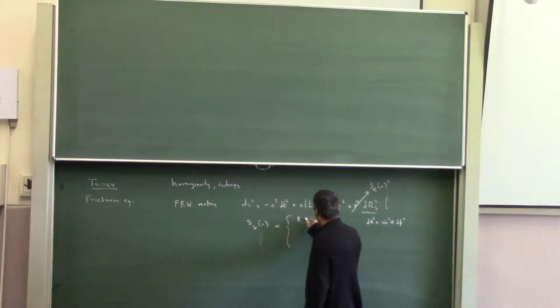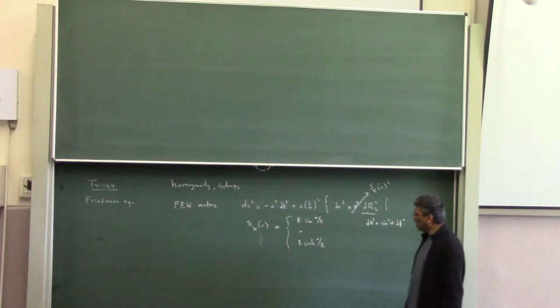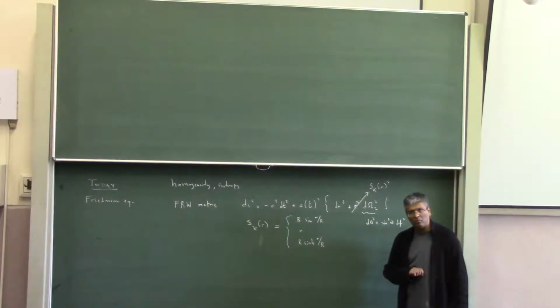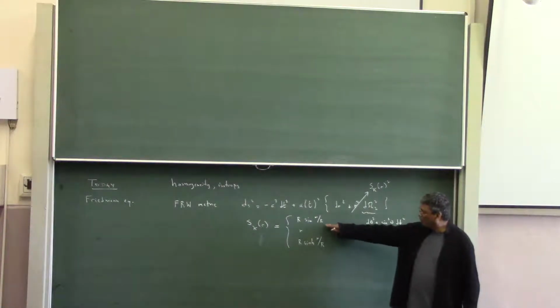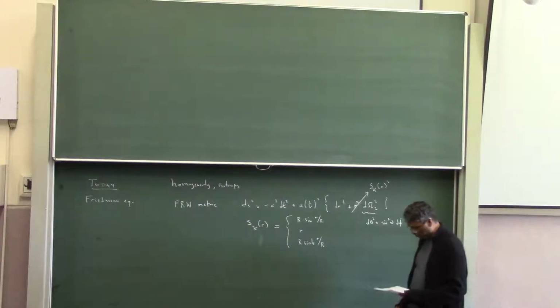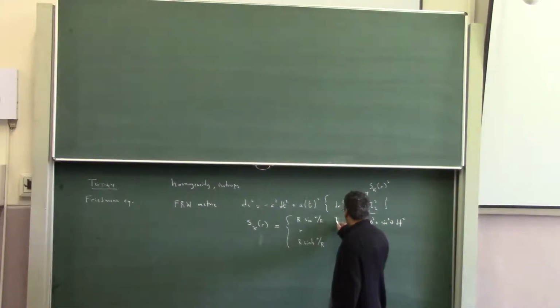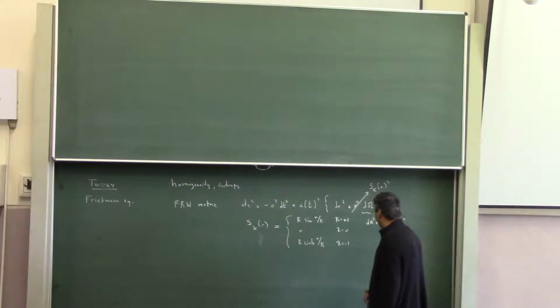It could be sine r, it could be r, or it could be sinh r. And all of these, when you Taylor expand, have a leading term of r. Because the universe is very big, you really can't distinguish these three different cases just by inspection. So here kappa is plus 1, here kappa is 0, and here kappa is minus 1.